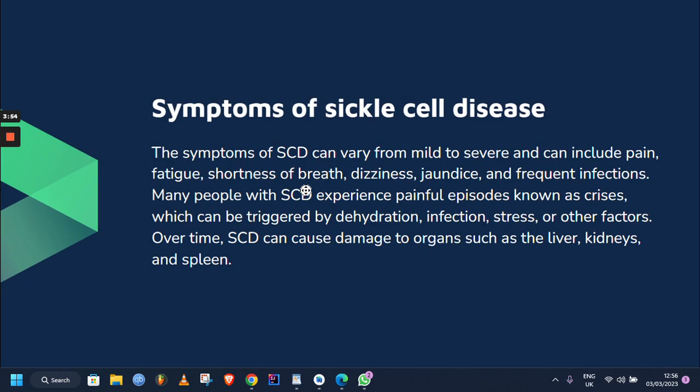Symptoms of the disease. The symptoms of sickle cell disease can vary from mild to severe and can include pain, fatigue, shortness of breath, dizziness, jaundice, and frequent infections. Many people with sickle cell disease experience painful episodes known as crises, which can be triggered by dehydration, infection, stress, or other factors. Over time, sickle cell disease can cause damage to organs such as the liver, kidney, and spleen.